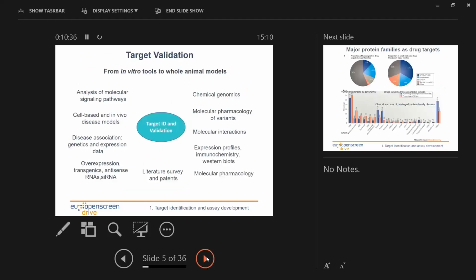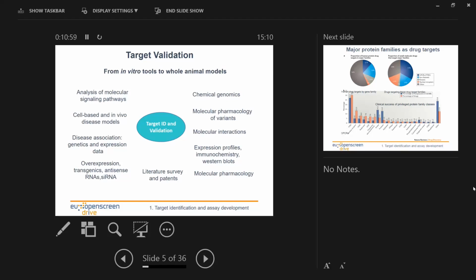Okay, in the next slide, the first ones that we selected for the genomics, proteomics, and using the bioinformatics to select for this selection, we have to validate the target. To validate the target, we can use all of the tools that are described here, but this is a step that is extremely important when we want to develop an assay.